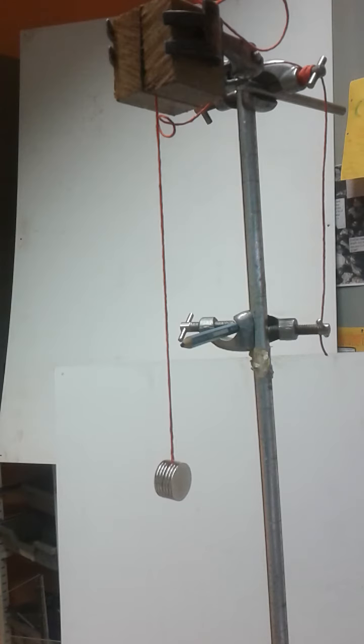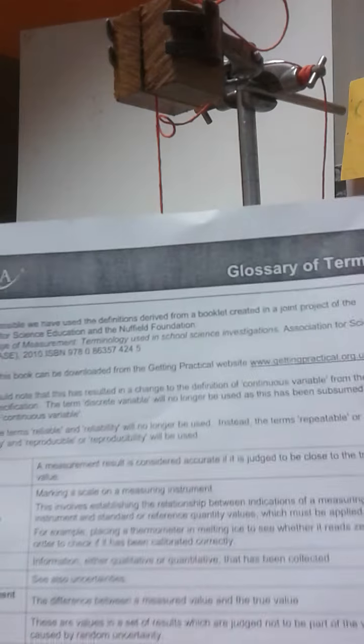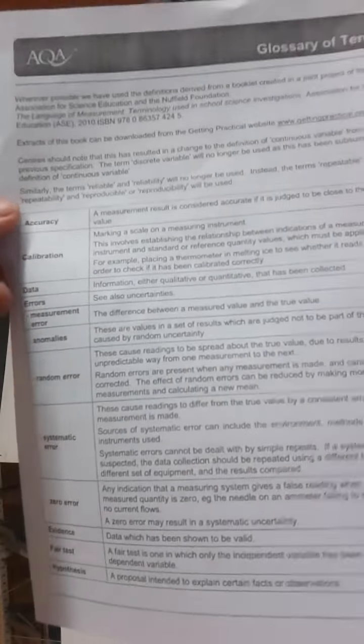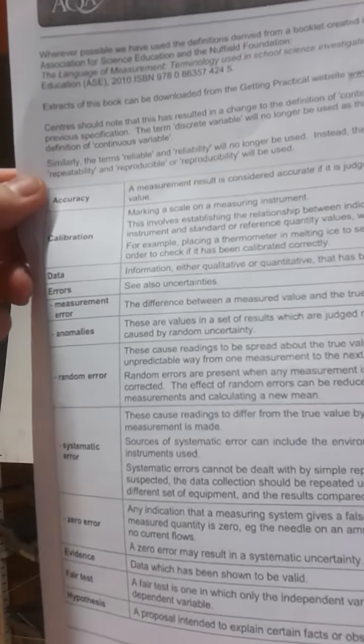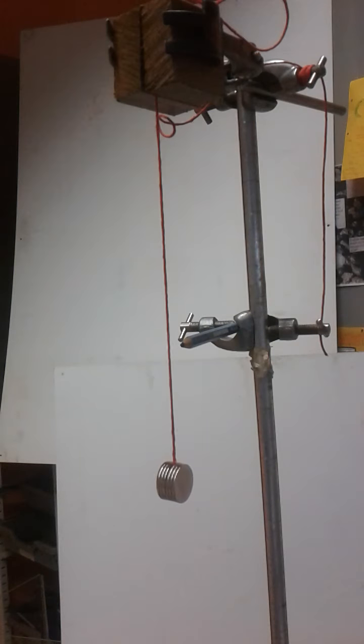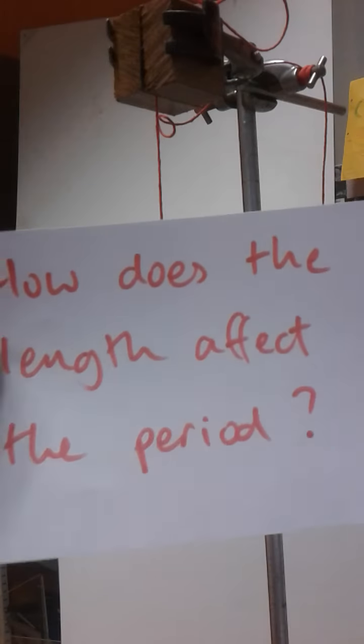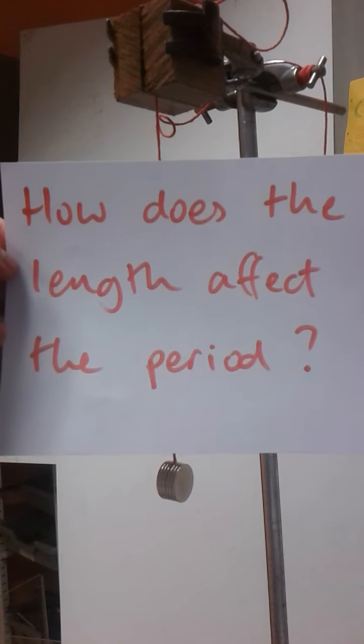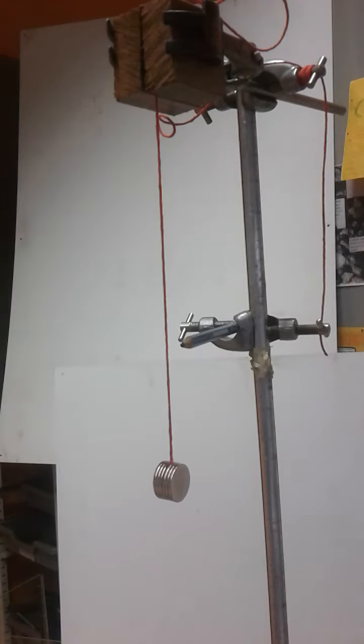Okay, the aim of this video is to take you through this glossary of terms from AQA, which deals with lots and lots of different keywords to do with experimentation. So I'm going to try and explain what these different terms mean in the context of an actual experiment. So the experiment is to find out how does the length of a pendulum affect the period.